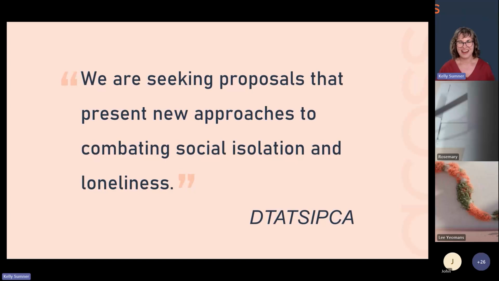And as you can see here from the department, we've got the funding body's own way of expressing the core thing that they're looking for in applications, which is proposals that present new approaches to combating social isolation and loneliness. And what we can see there is that they've really got a strong sense of what they're looking for, and that's what they're going to be weighing up the different projects or proposals against. And even though the details will differ, that will be the same for any grant that you apply for.